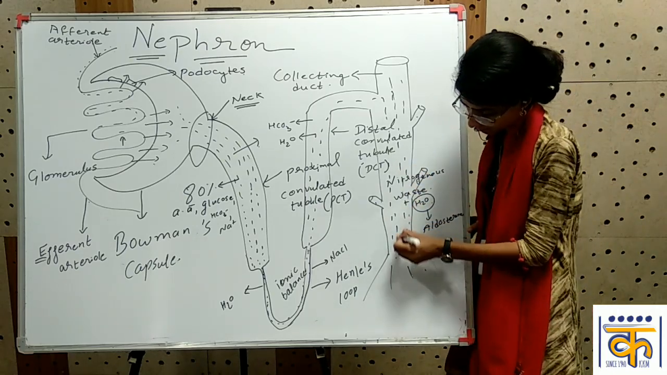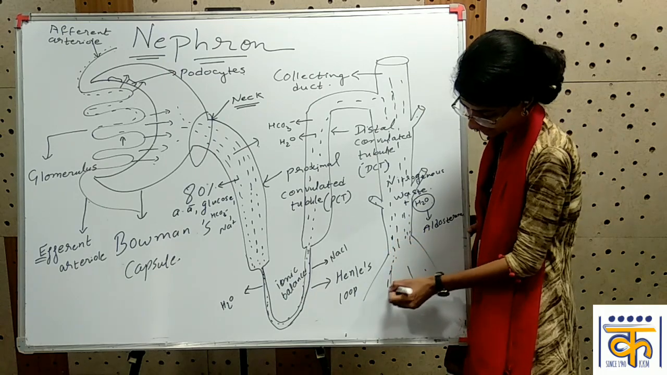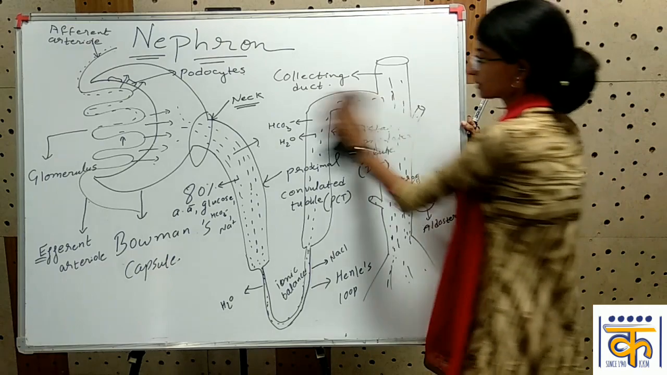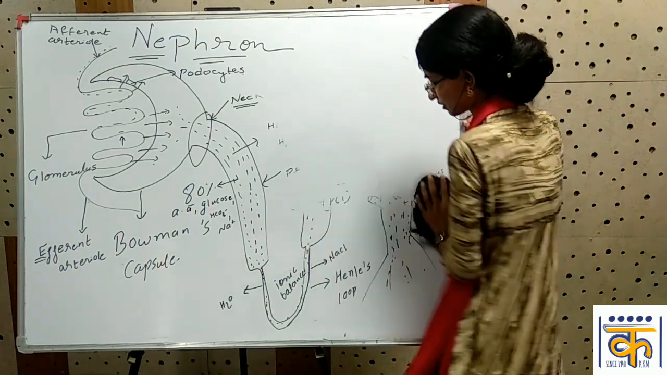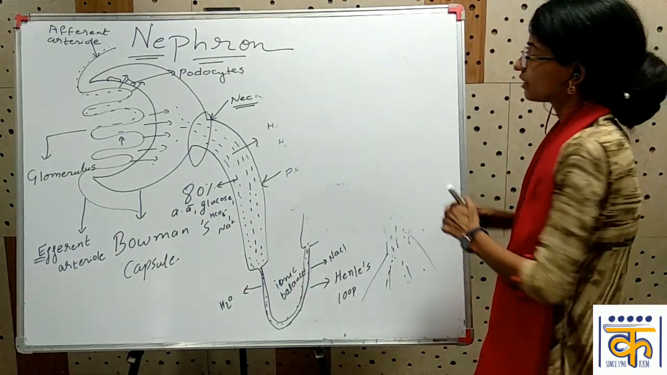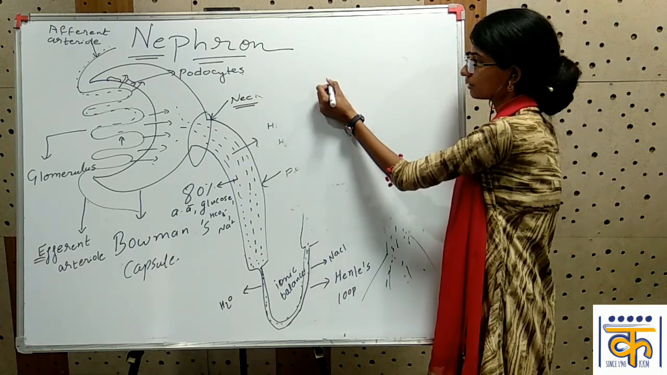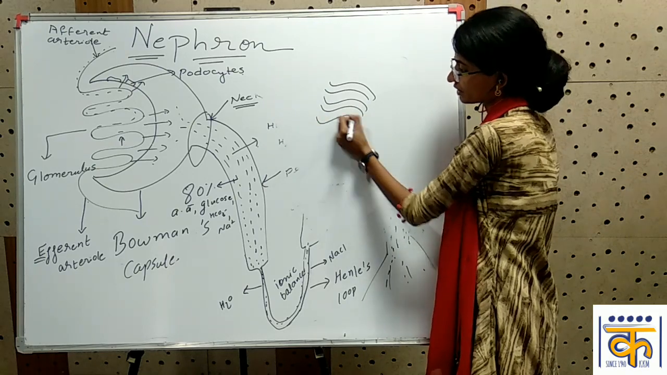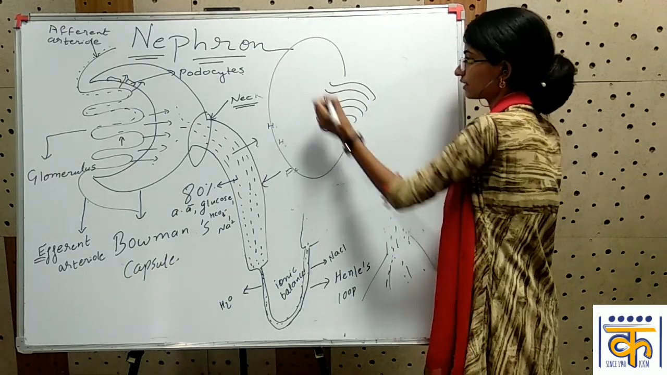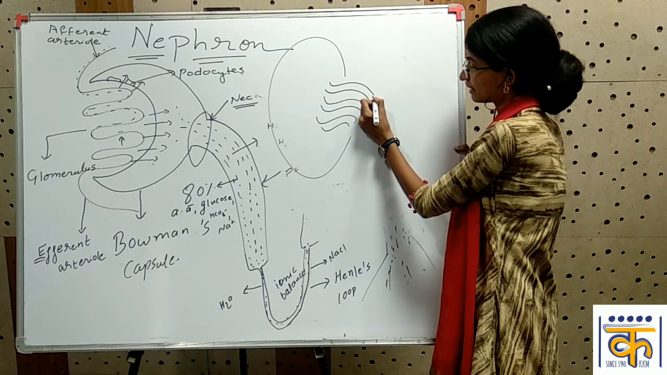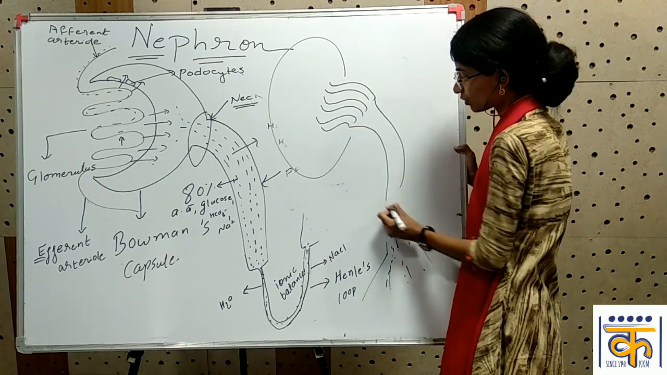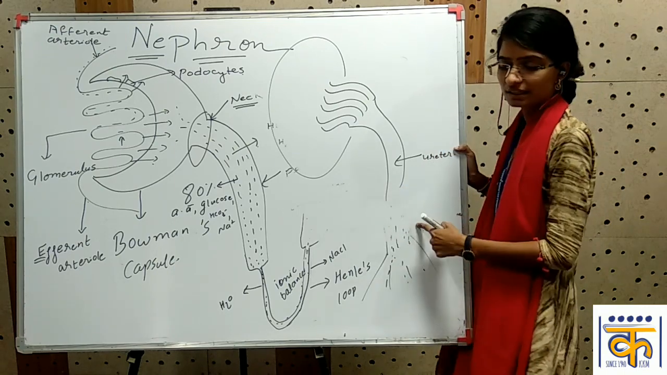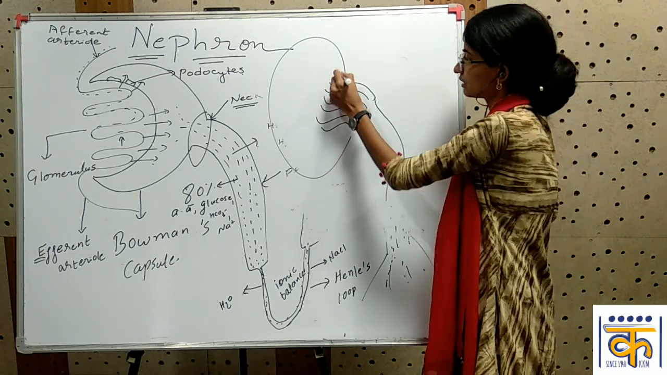Now once the urine has been formed, here it is passing out from the collecting duct. From the collecting duct, it will be entering into the duct of Bellini, which is situated in the pelvic region, and then finally it will open into the ureter and will be excreted out via urethra.